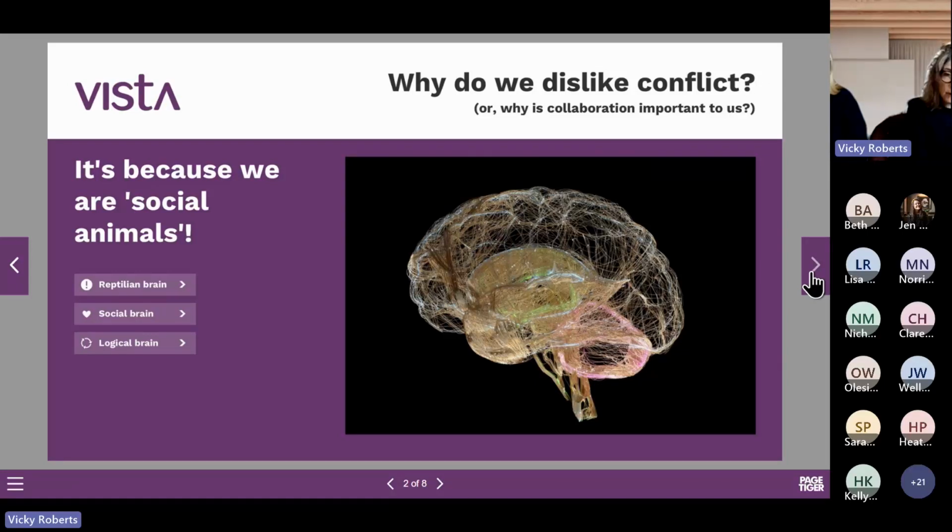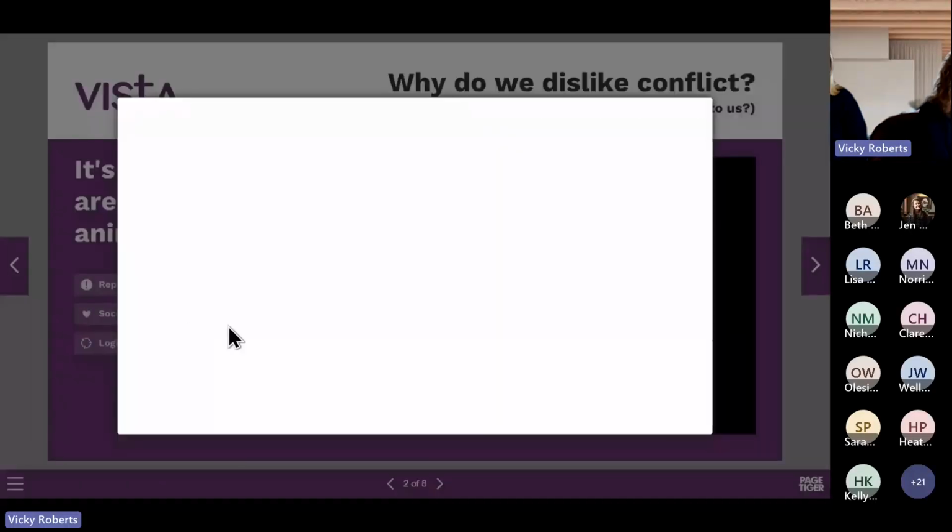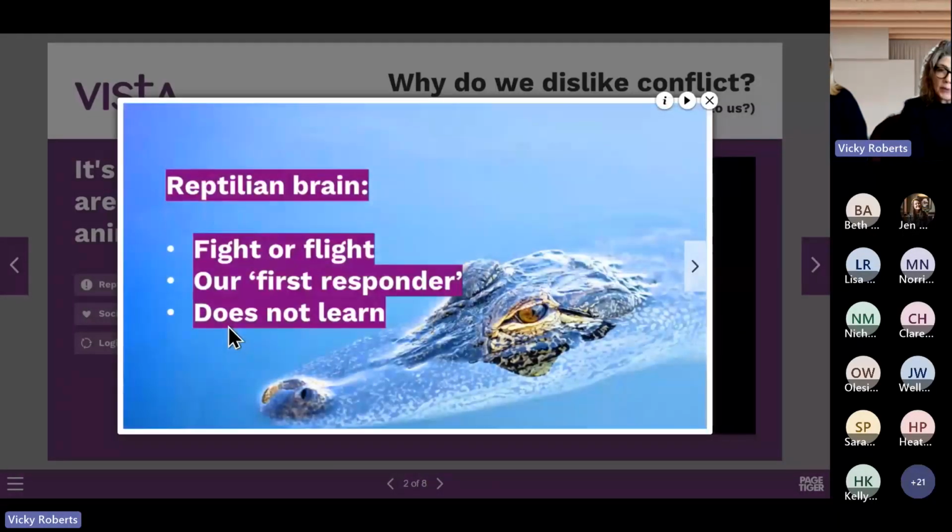It boils down to the fact that we have three parts to our brain in this context. We have a reptilian brain, a social brain, and a logical brain. And we know these parts of our brains once we start to look at them. Our reptilian brain is our fight or flight. It's our first responder, and it doesn't learn.